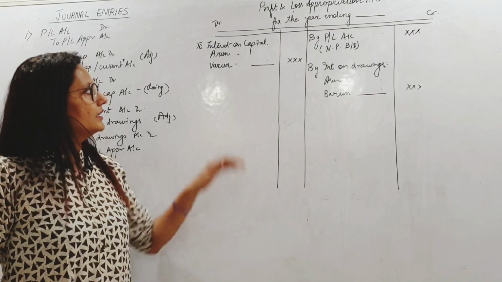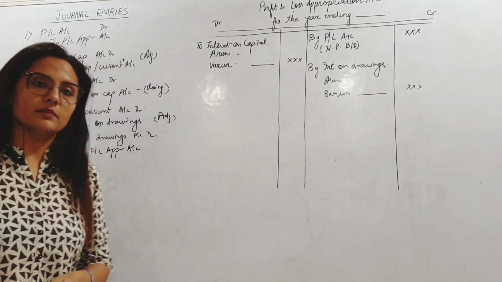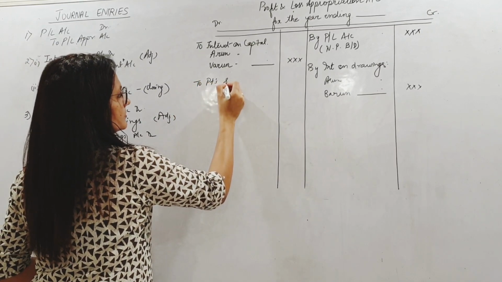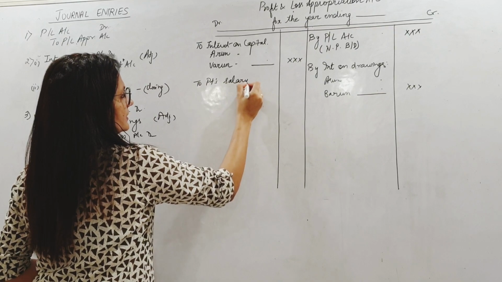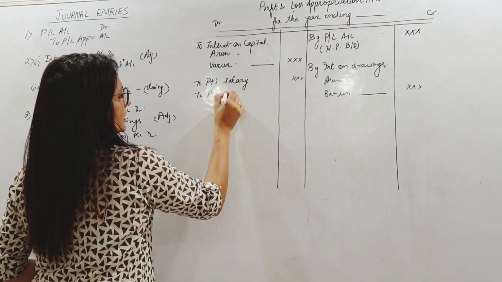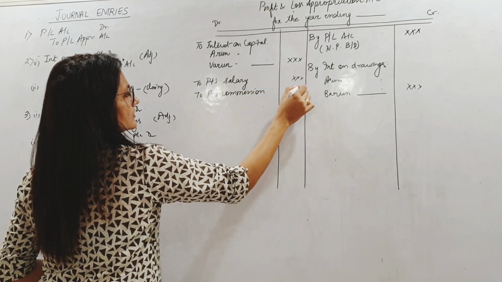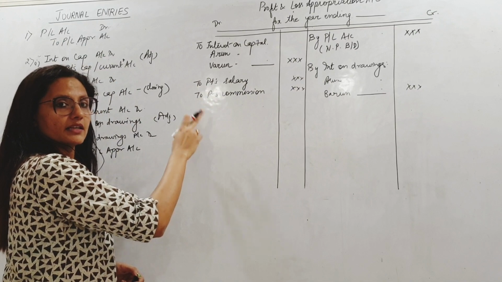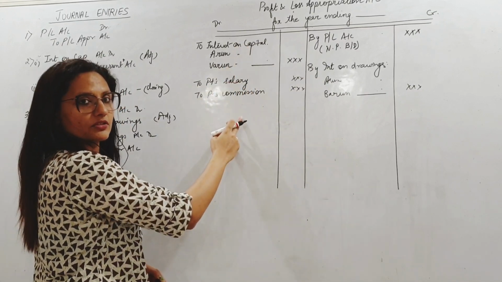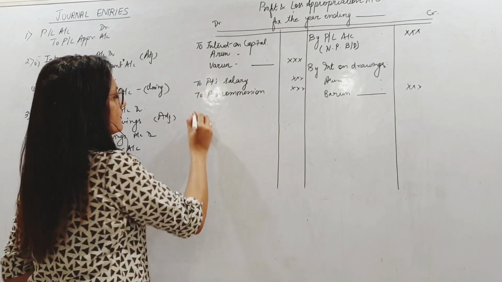Okay. Coming to the other, if you refer to your book, other appropriations are to partners' salary, to partners' commission. These are all things that I am supposed to give to the partners. Interest on capital, salary, commission. So all of these will be coming on the debit side, all are expenses for the firm.